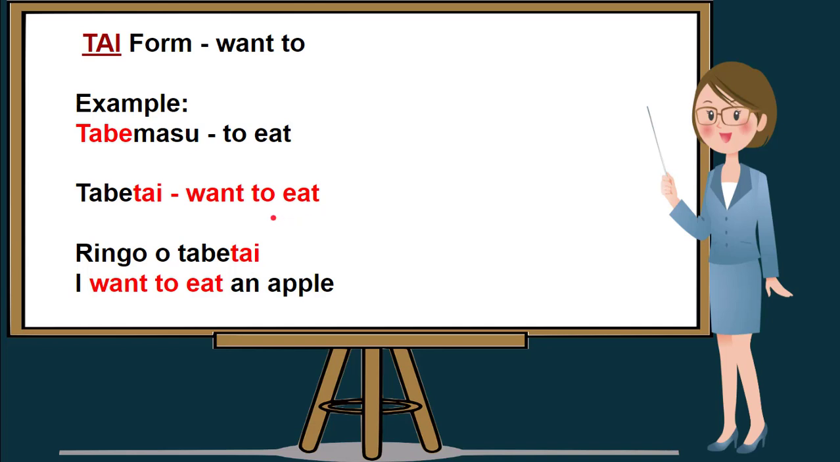Let's create a sentence using tabetai. In this example, Ringo tabetai means I want to eat an apple, because ringo is an apple. So, Ringo tabetai means I want to eat an apple. Let's read this once again. Please repeat after me. Ringo tabetai. Once again. Ringo tabetai. In English, I want to eat an apple.